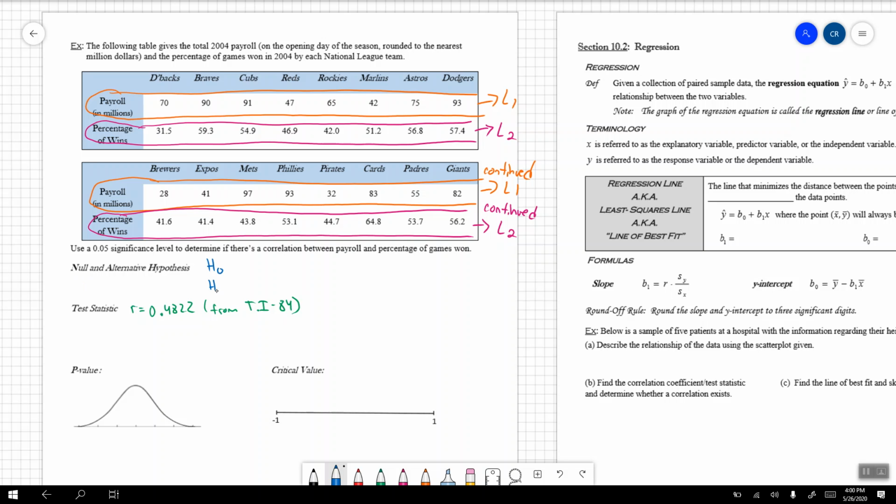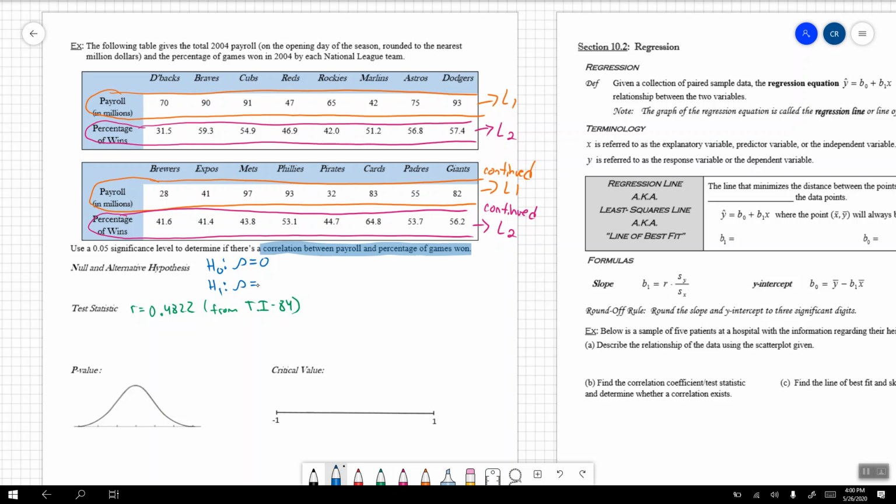Null and alternative. Remember, what I'm looking at here is I'm trying to test if there is a correlation between payroll and percentages of games won. What that means for us, we need to determine if there's a correlation, which means population-wise, we're going to assume that there is no correlation. In other words, that the linear correlation is equal to 0.